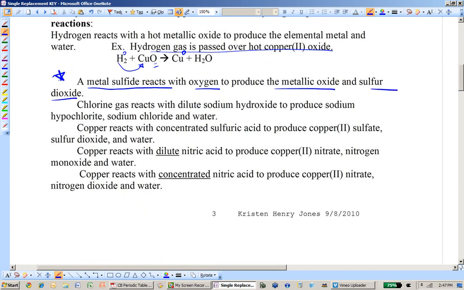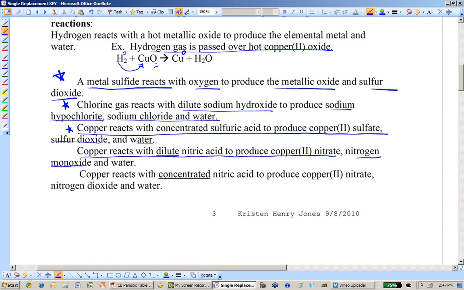These are the things you have to work at memorizing a bit. Chlorine gas reacts with dilute sodium hydroxide to produce sodium hypochlorite and sodium chloride in water. Copper reacts with concentrated sulfuric acid to produce copper 2 sulfate, sulfur dioxide, and water. Copper reacts with dilute nitric acid to produce copper 2 nitrate, nitrogen monoxide, and water. And then copper reacts with concentrated nitric to produce copper 2 nitrate, nitrogen dioxide, and water. 1, 2, 3, 4, 5 things you just kind of need to memorize.